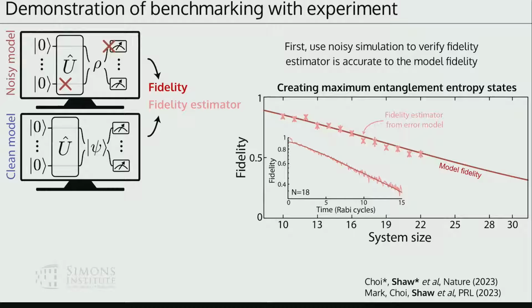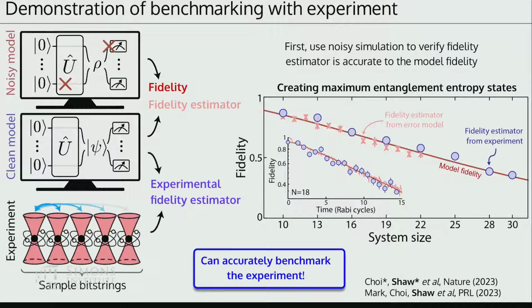And then from these, we can calculate both the fidelity and the fidelity estimator. And we can see that both as a function of system size and as a function of time, there's very good agreement between these two quantities. And then, of course, we can put the experiment on this plot as well. And from the agreement between these three different quantities, we really do think that we can benchmark the experimental fidelity up to system sizes of something like 30.